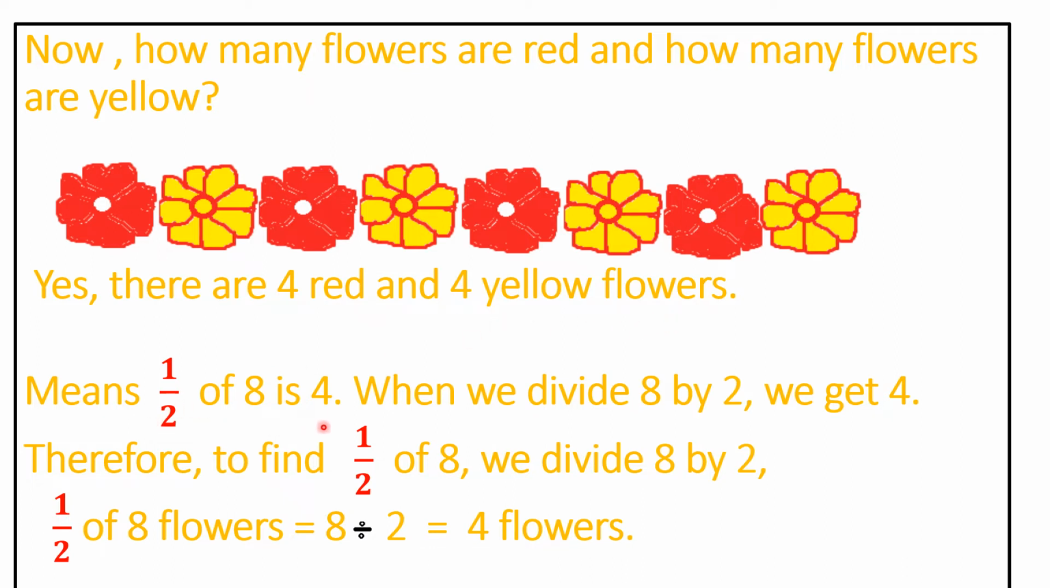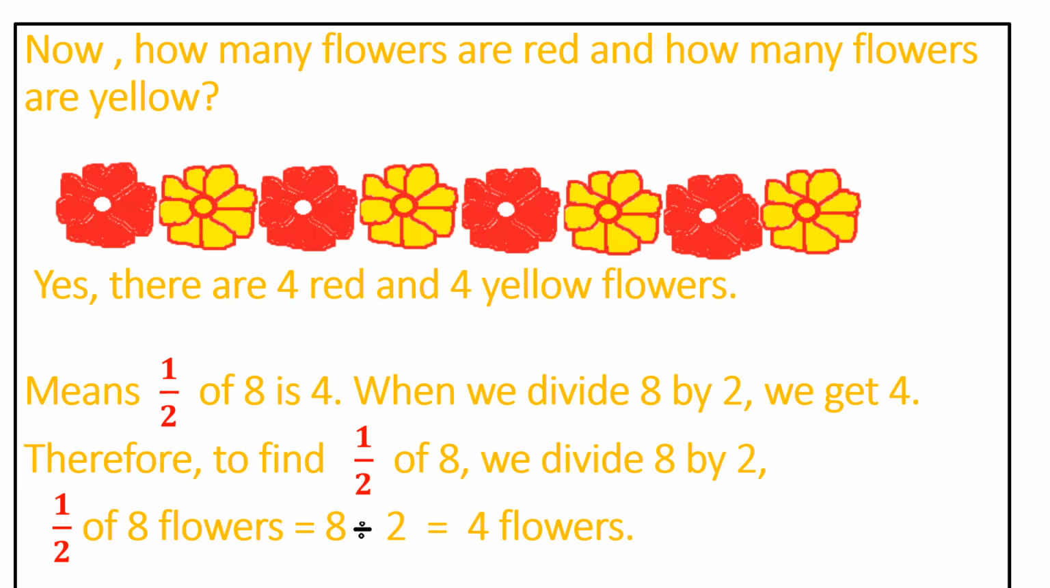Means half of 8 is 4, because there are 4 red and 4 yellow. So, half of 8 is 4. So, when we divide 8 by 2, we get 4. Therefore, we can say that to find 1 by 2 of 8, half of 8, we divide 8 by 2. So, we may write in this way also. Half of 8 flowers equals 8 divided by 2, means 2 4s are 8. So, the answer will be 4 flowers.